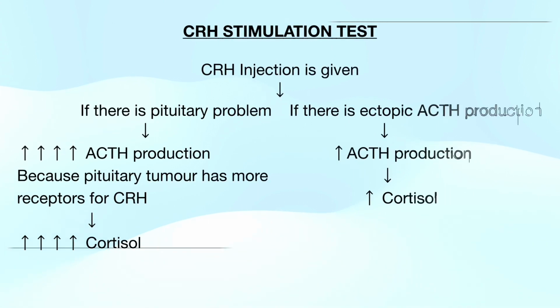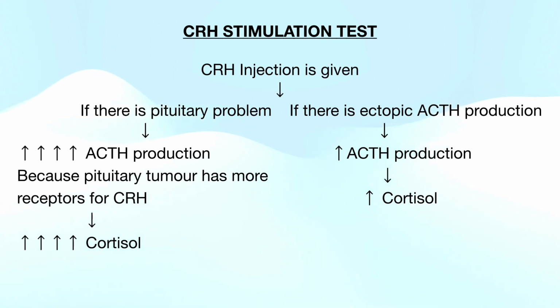Alternative test to high-dose dexamethasone suppression test is CRH stimulation test. In this test, corticotropin-releasing hormone injection is given. If the cortisol level rises further, it indicates presence of pituitary tumor. If the rise of cortisol levels are not to much extent, it indicates ectopic ACTH producing tumors. This happens because a pituitary tumor will have more number of receptors for CRH.